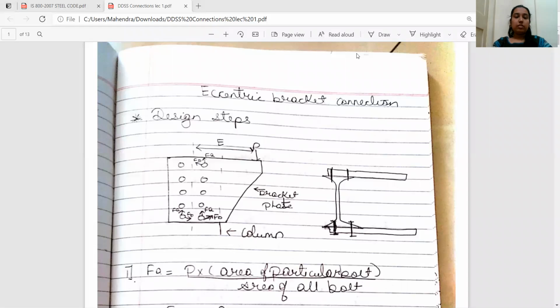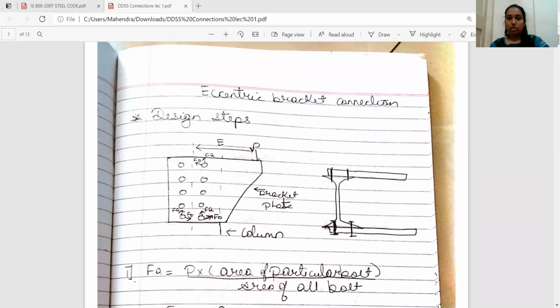We are going to start your module number 5, that is design of connections. First of all, I'm going to explain the design steps we are going to follow for the design of bolted connection. Then we'll start with the design sums. So these are the certain design steps.